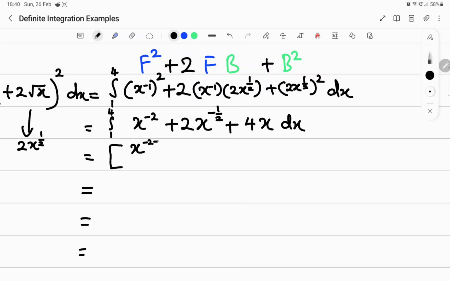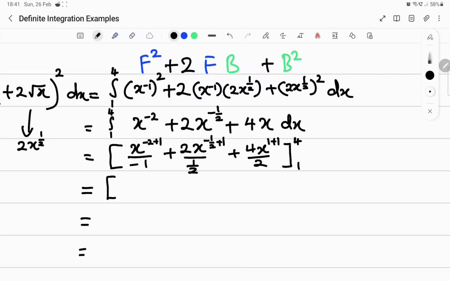So x power minus 2 plus 1, divided by minus 1, plus 2x power minus half plus 1, divided by half. And then plus 4x power 1 plus 1, divided by 2. And then put the limit over here. But it's better for us to simplify first, because we have minus 1 and half down here and then 2 down over there. So we have to write it nicely so that we can substitute it correctly.